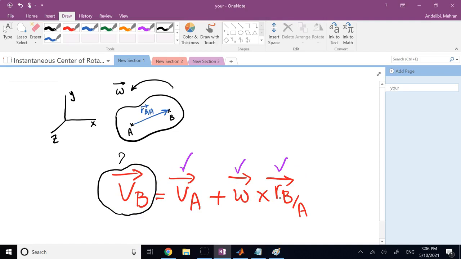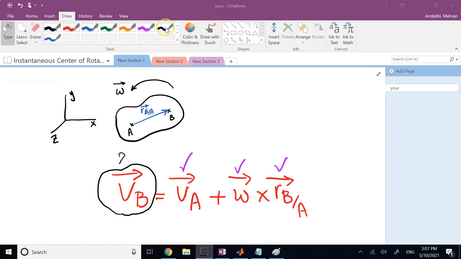Now, another way to analyze the problem is to use what we call instantaneous centers of rotation. And in that method, we are not going to be dealing with vectors, we are going to be dealing with scalars, okay? And I know some of you would prefer to deal with scalars than vectors and decomposing everything along i, j, and k. So maybe you find this method more convenient.